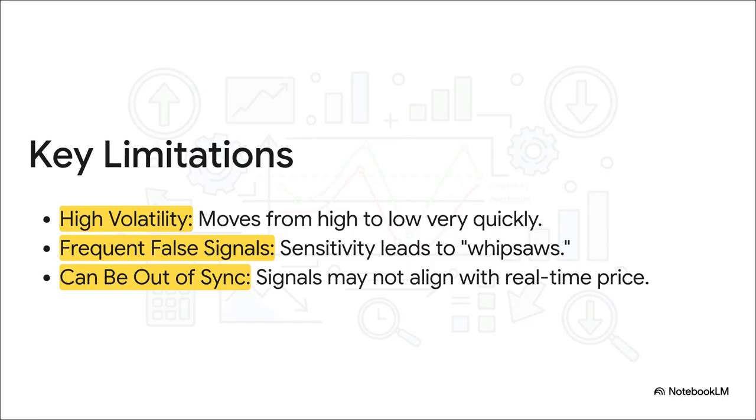So let's put its weaknesses right under the microscope. First, it is wildly volatile. It bounces from the top to the bottom at breakneck speed. Second, that speed creates a lot of false signals, what traders call whipsaws, that can shake you out of a perfectly good trade or lure you into a really bad one. And finally, like we just said, it can just be plain out of sync with the price. The very thing that makes it so fast is also exactly what makes it so dangerous.